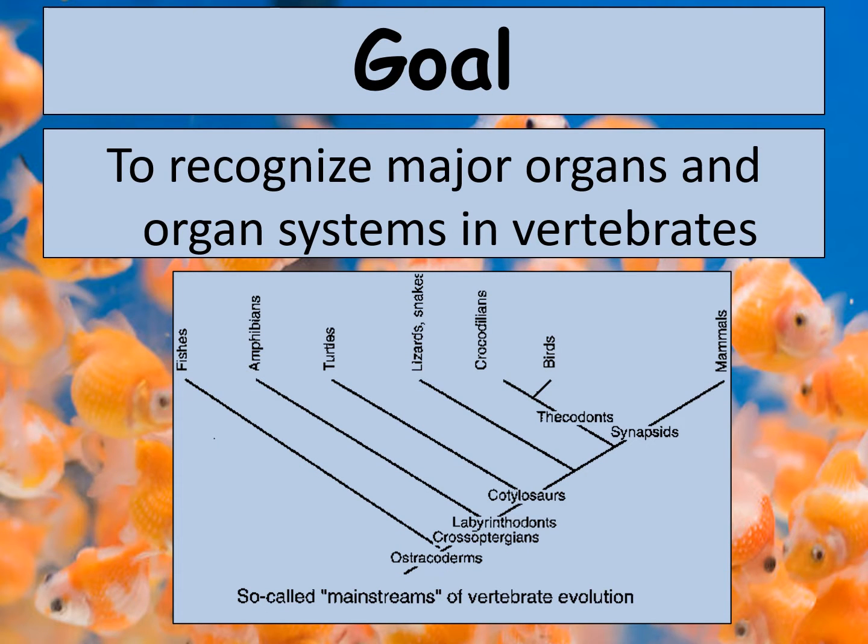The goal for this week's lab is to recognize some of the major organs that we possess inside our bodies and also what organ systems those organs belong to, specifically in vertebrates, and we'll be comparing that to two different organisms. So you're going to be looking at a dissected fetal pig, and you're also going to be looking at dissected frogs, and you're ultimately going to compare how the major organs and organ systems differ in vertebrates in the animal kingdom.